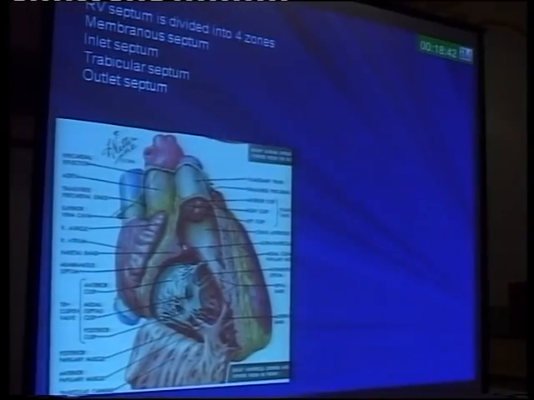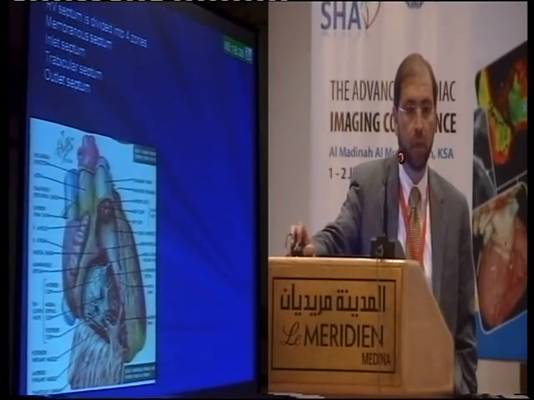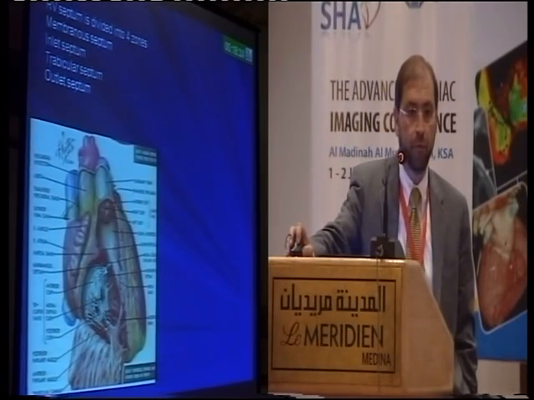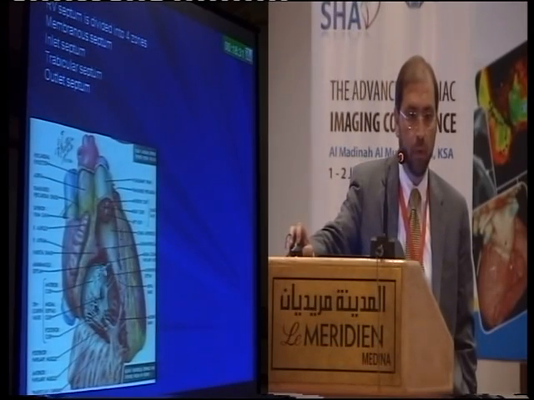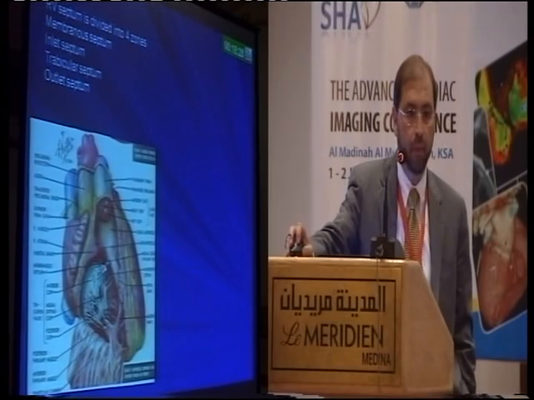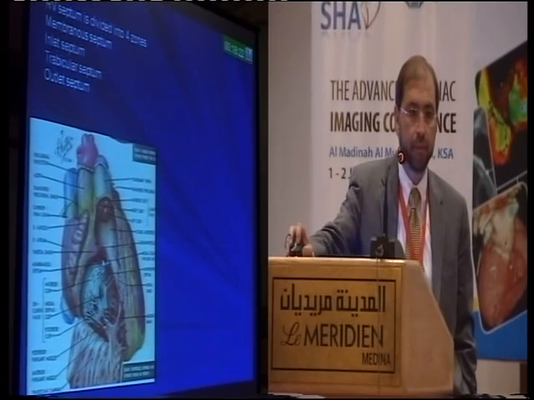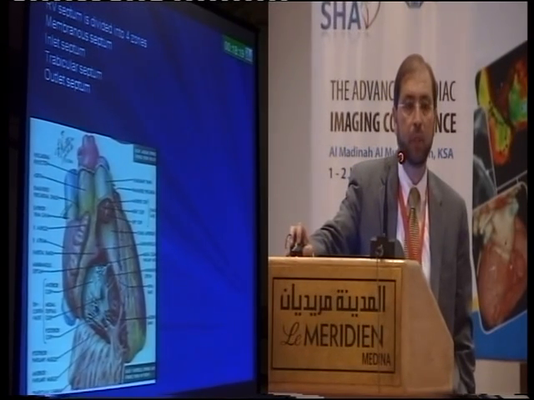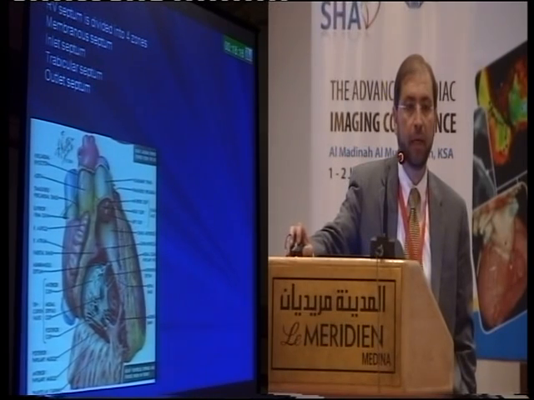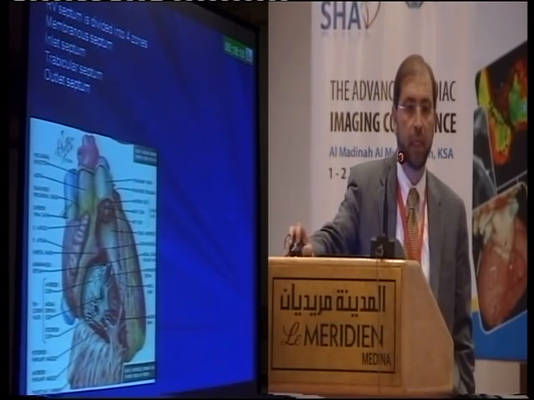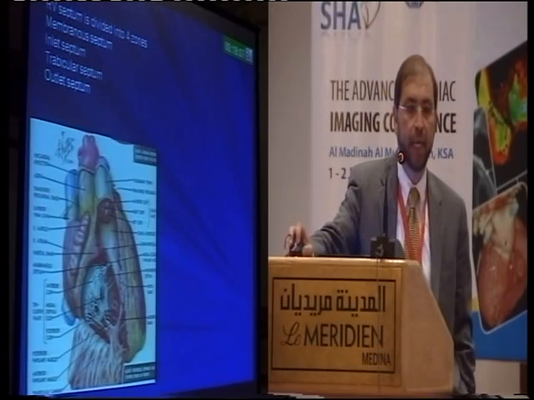Starting with imaging the ventricular septum. If you want to look at the ventricular septum, the easiest way is to remove the anterior wall of the right ventricle. In this case, you see that the ventricular septum has basically 4 zones. The first one is this small grayish part, which we call the membranous septum, just beneath the papillary muscle of the septal leaflets. Then you have the inlet septum, which is from the tricuspid valve until the papillary insertions of its chordae.